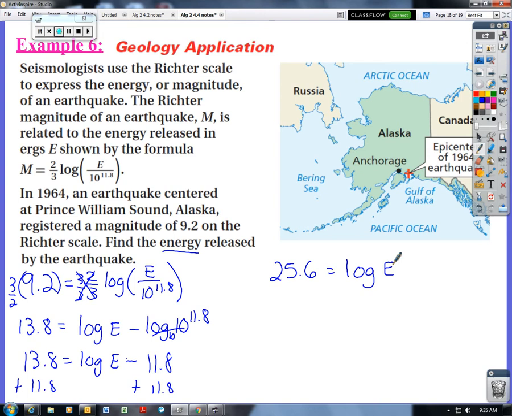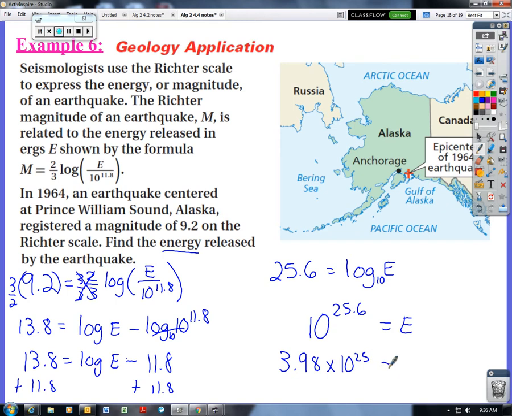But we're almost there. Again, this is log base 10, and what we can do at this point is rewrite this as an exponential, like we learned in the previous lesson. It's 10 to the 25.6 equals E. And then we can do that on our calculator. 10 raised to the 25.6 is 3.98 times 10 to the 25th.